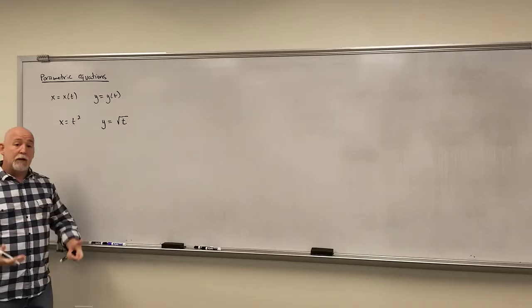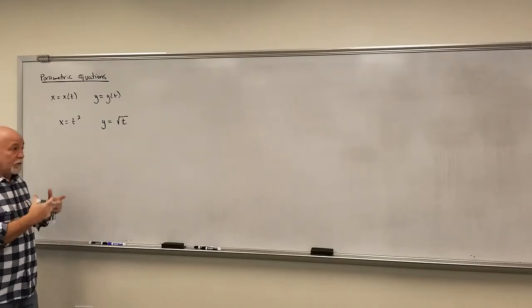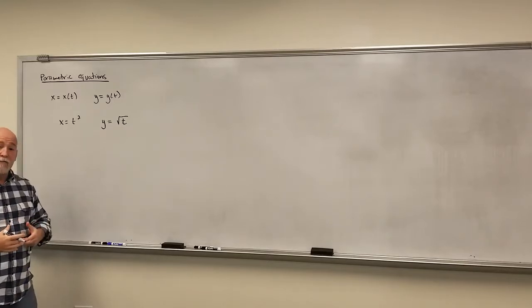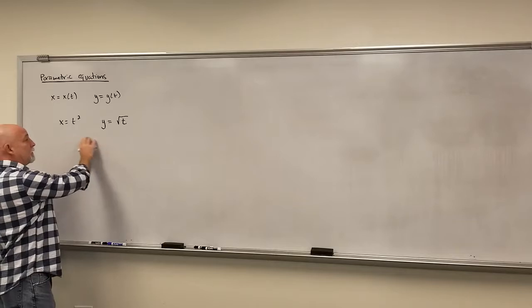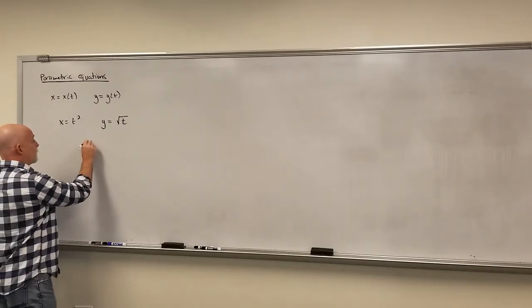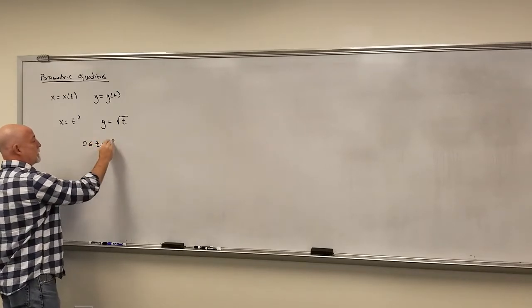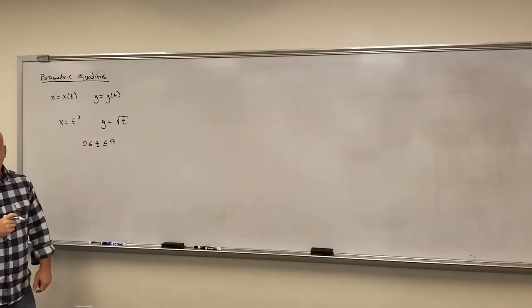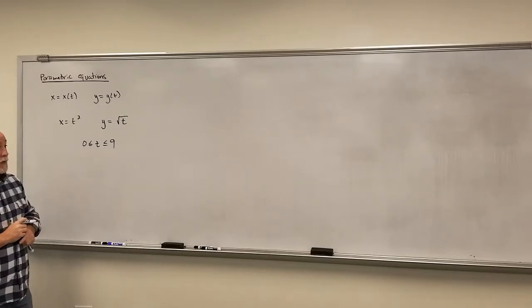Now t is a brand new variable. A lot of times it's called a parameter, and a lot of times it has a range of values that it runs between. If you're not given any values, that just means t runs from negative infinity to positive infinity, but there's a good amount of time that t actually has a range or an interval. So here, t goes from 0 to 9.